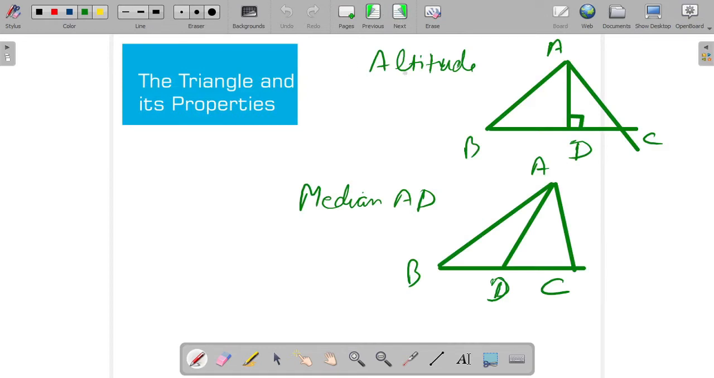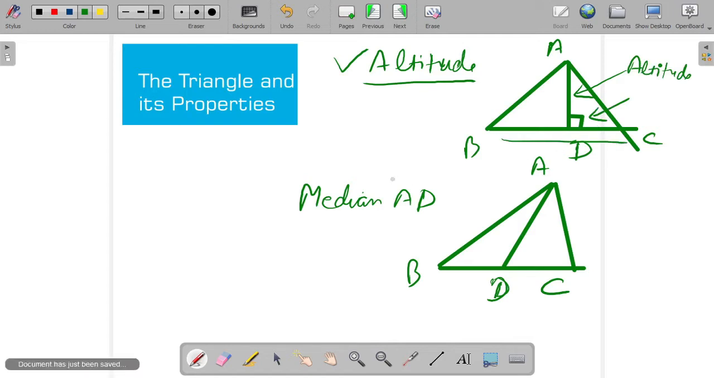And what is altitude? As you can see, here AD is the altitude, which makes 90 degrees. As you can see, this is making 90 degrees with the side BC.